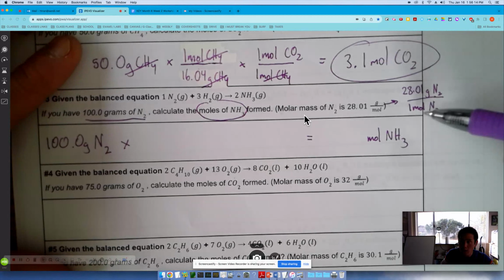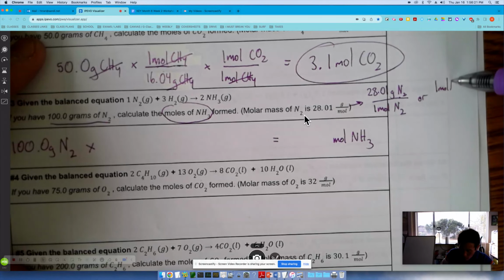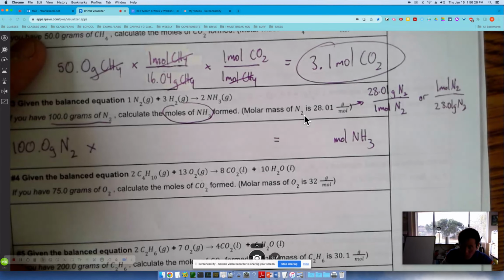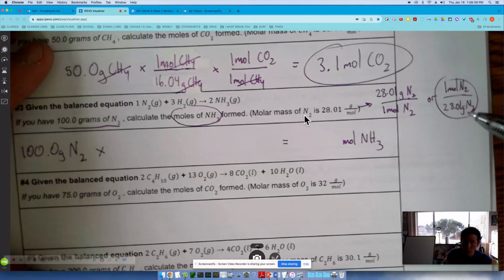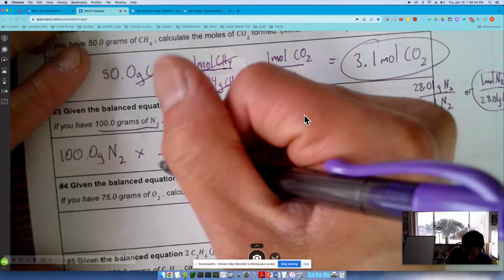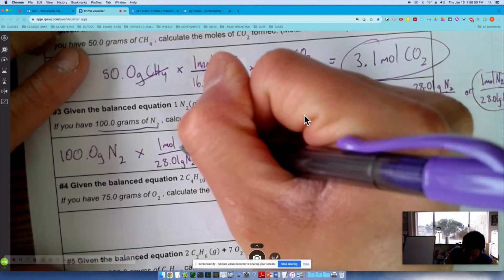You could also write this as a fraction or a conversion factor. For every 1 mole of N2 on the top, we'll put that it weighs 28.01 grams of N2 on the bottom. The question is, which version of the ratio or conversion factor do we use? This one or this one? I'm going to tell you right now, it's going to be this one. Let's go ahead and multiply this to this conversion factor. 28.01 grams of N2 and 1 mole of N2.